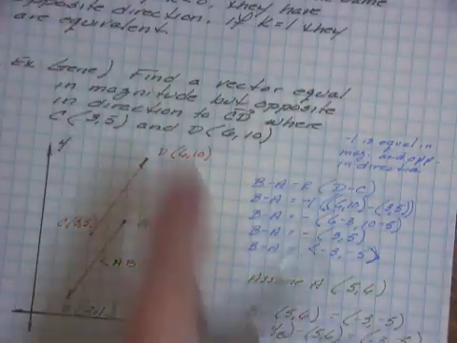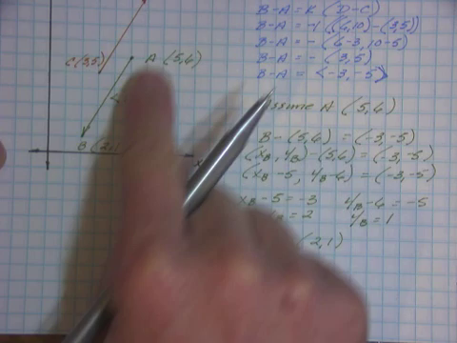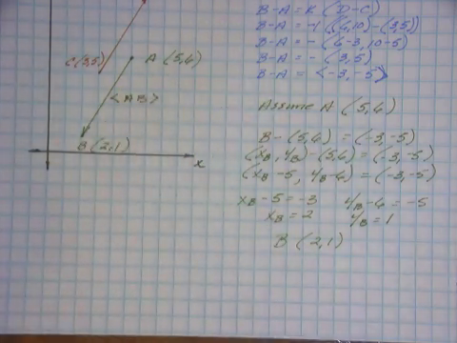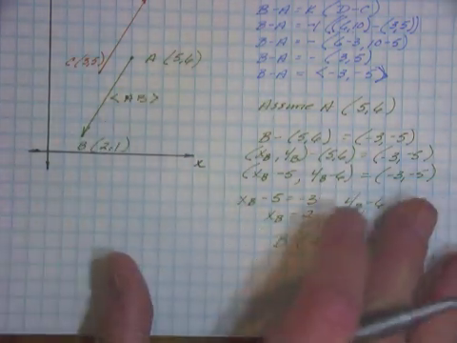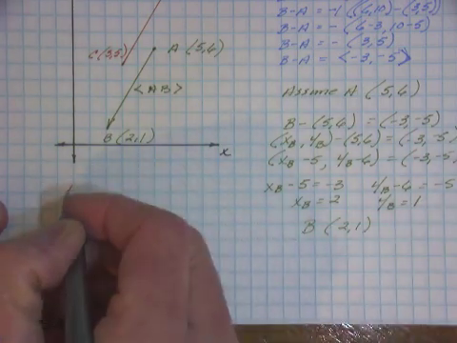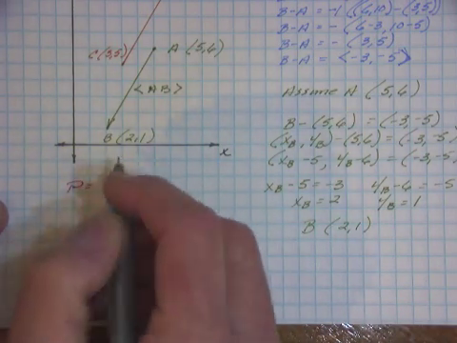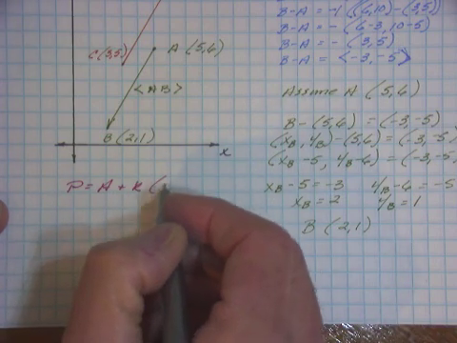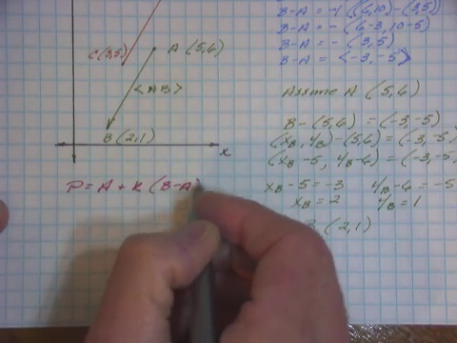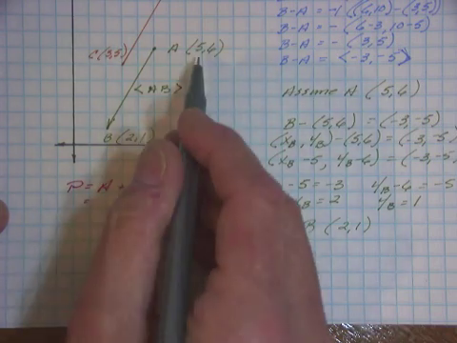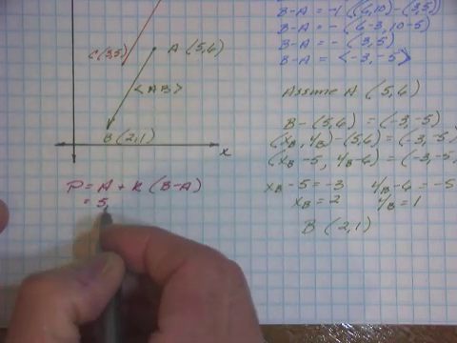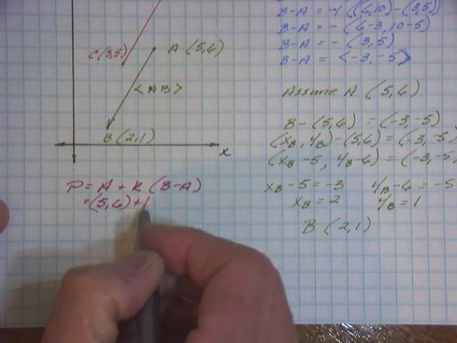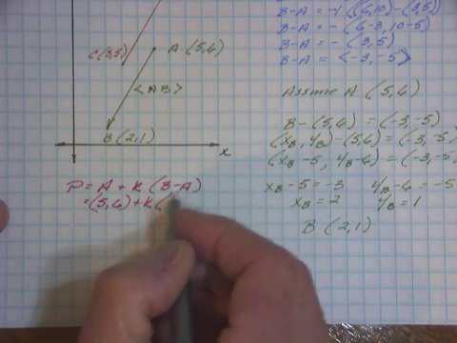There you go. And if we want, oh, it did say to write the equation. Fine, okay. No, it didn't say to write the equation, but let's do it anyway. So now I want the equation of that line. It wasn't asked for, this is just a little extra for you. So P equals A plus K times B minus A.